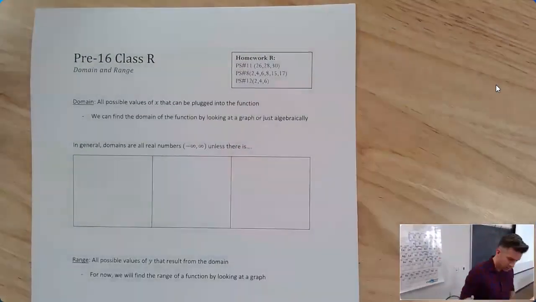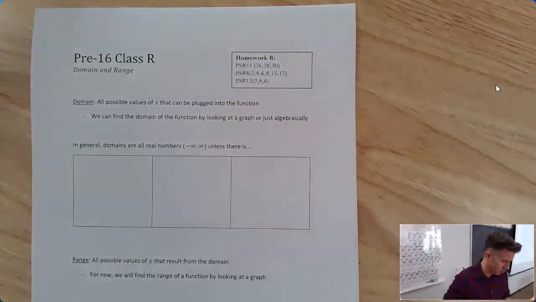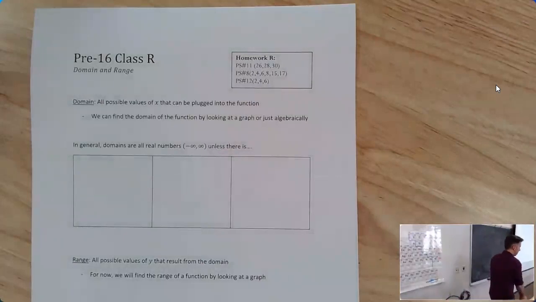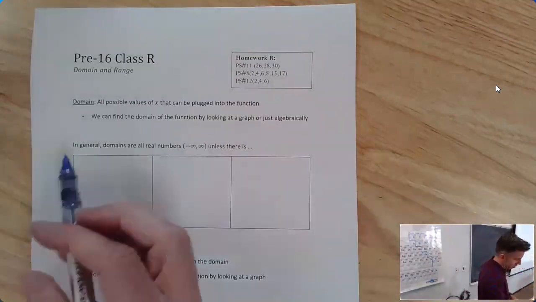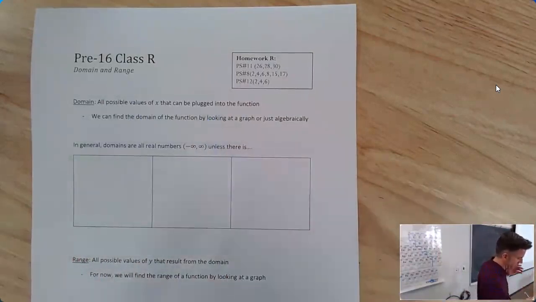All right, cool. So domain and range. I know I've alluded to domain and range many times. When you think about domain, you're really just thinking about all the things X is allowed to be in the function. So if you're writing your function as a function of X, which we typically do, it's all of the allowed input values, which is what we've written here. All possible values of X that can be plugged into a function. We can find the domain.